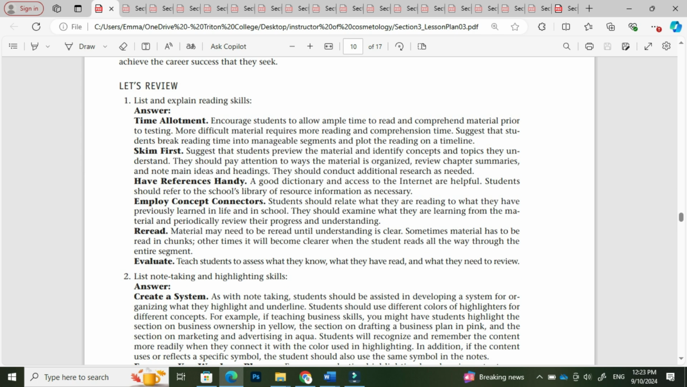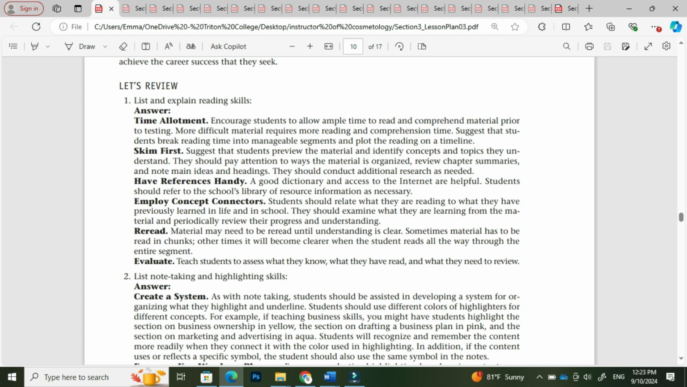Okay, question number one. List and explain reading skills. Answer: time alignment. Encourage students to allow ample time to read and comprehend material prior to testing. More difficult material requires more reading and comprehension time. Suggest that students break reading time into manageable segments and plot the reading on a timeline.